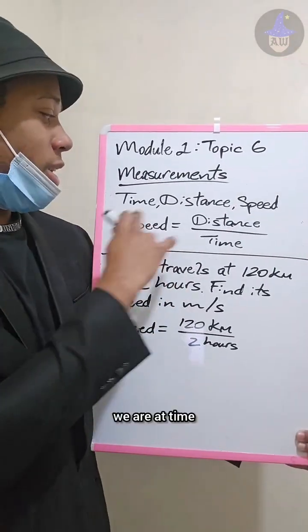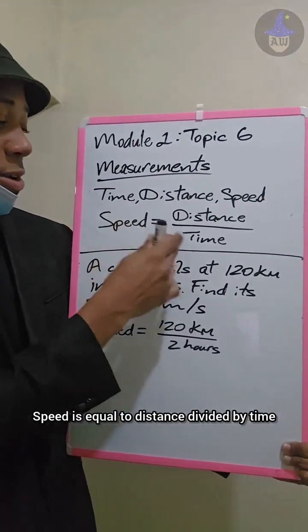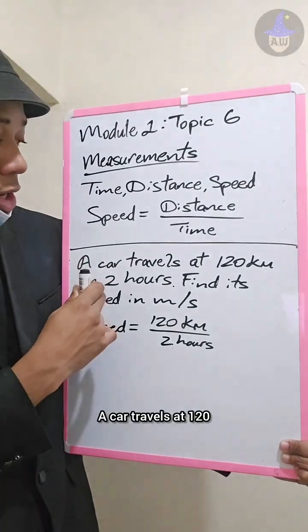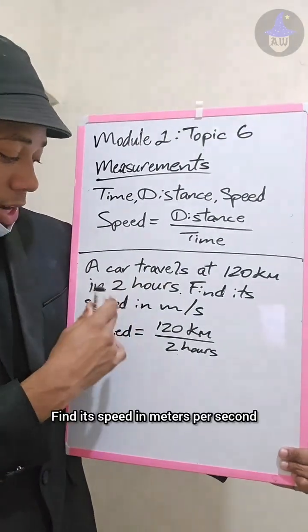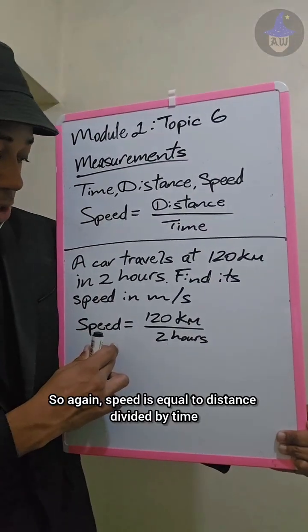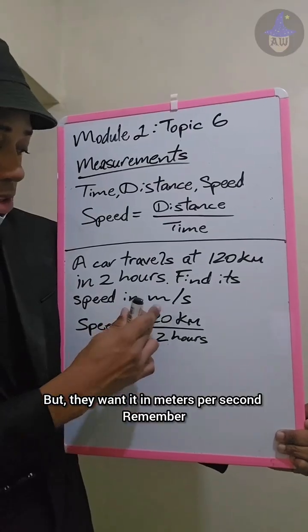Now, we're at time, distance, and speed. Speed is equal to distance divided by time. Now here's an exam style question. A car travels at 120 kilometers in 2 hours. Find its speed in meters per second. So again, speed is equal to distance divided by time, but they want it in meters per second.